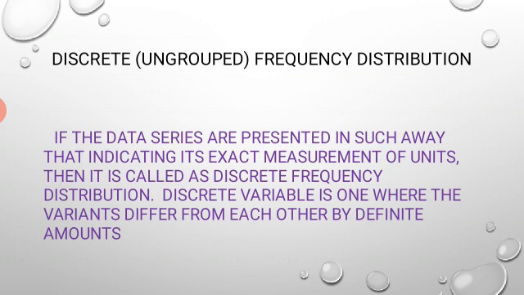Discrete frequency distribution. When the data series are presented in such a way that they indicate the exact measurement of unit, then it is called a discrete frequency distribution. A discrete variable is one where the values differ from each other by definite amounts.